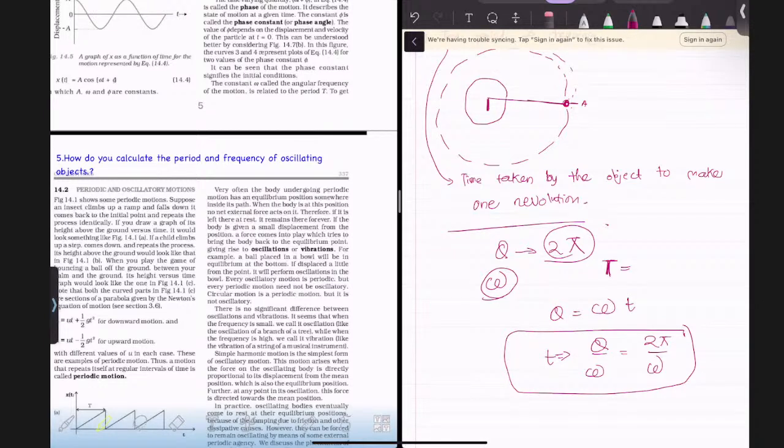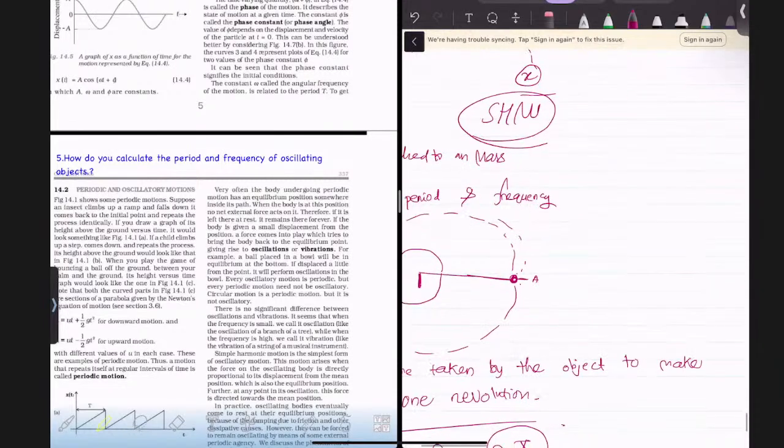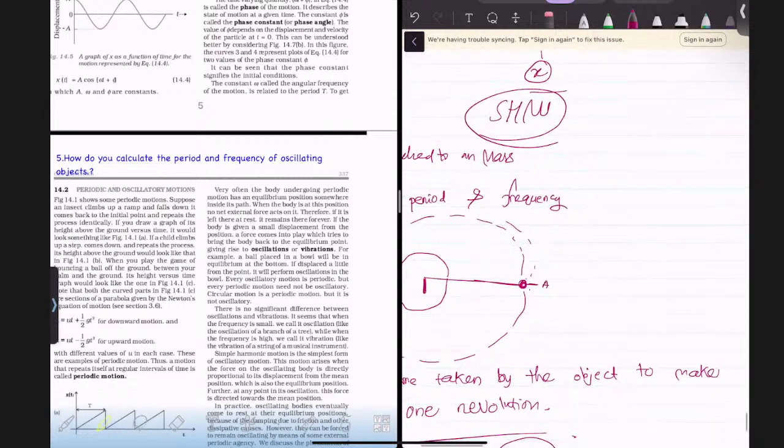ओके, देन कमिंग टू फ्रीक्वेंसी. व्हाट इज फ्रीक्वेंसी? फ्रीक्वेंसी मतलब 1 सेकेंड में, टाइम पीरियड का कंप्लीटली अपोजिट. टाइम पीरियड का मतलब था उसको एक रिवोल्यूशन करने के लिए कितना टाइम लगता है. फ्रीक्वेंसी का मतलब है हाउ मेनी revolutions the body is making in 1 second is frequency.